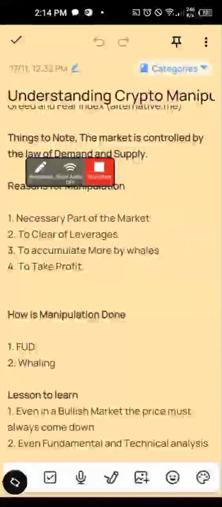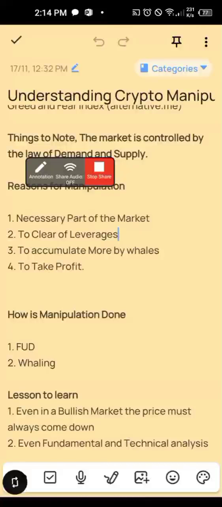Now, remember we said one of the reasons why they manipulate the market is to accumulate more by whales. So how is accumulation done? Imagine you are a whale, you want to buy Bitcoin, and the price of Bitcoin is $69,000, for example. Everybody is entering business to make money. So before you make times 2 of your capital, Bitcoin must reach $138,000, right?